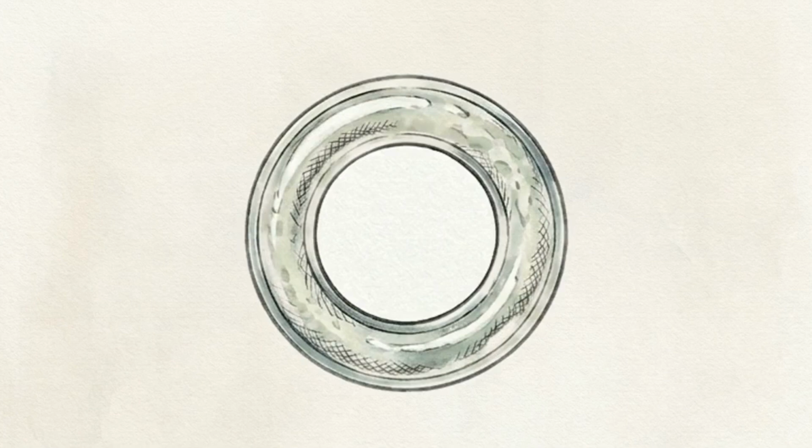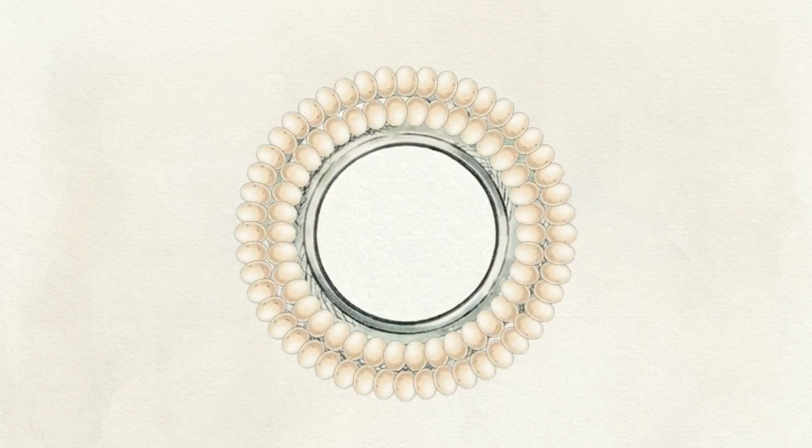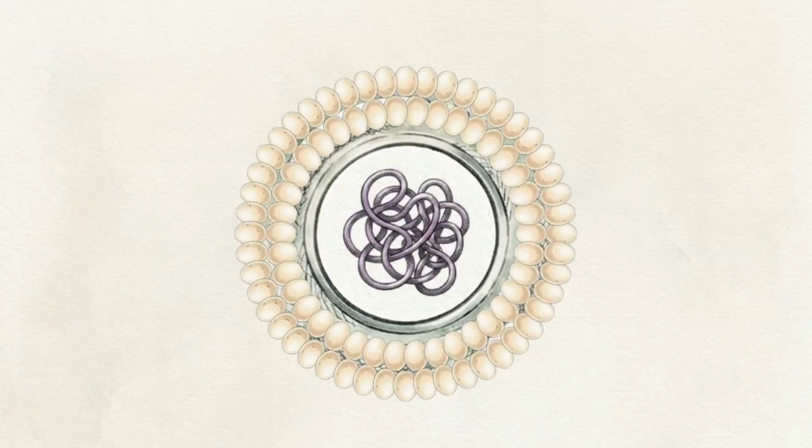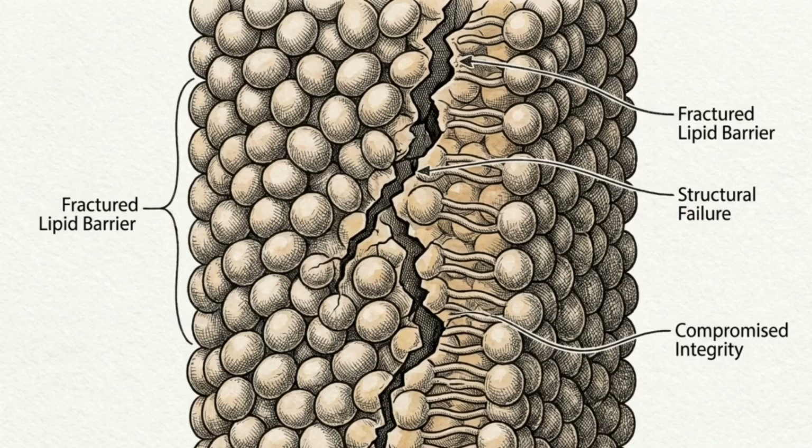As this diagram shows, it's a wall made of two layers of fat molecules that protect the virus's internal machinery. This envelope is the virus's primary defense. Without it, the virus cannot survive or invade your cells. Destroying the virus requires a way to breach this fatty wall.